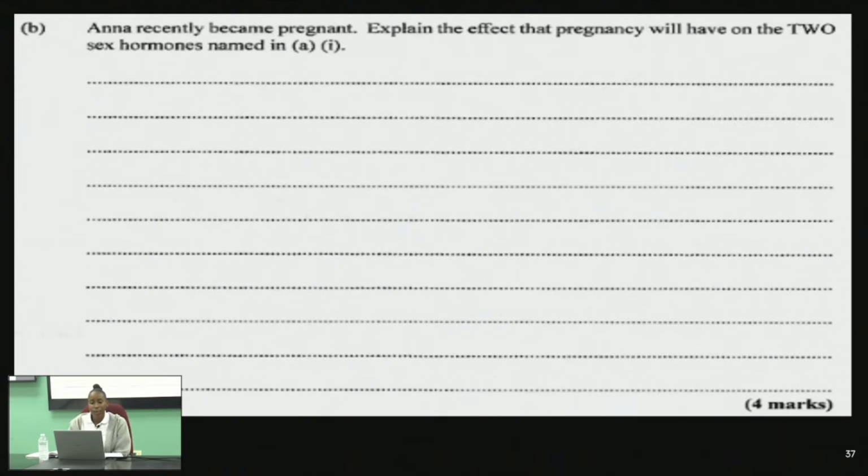All right, so B says, Anna recently became pregnant. Explain the effect that pregnancy will have on the two hormones that we identified, which is estrogen and progesterone. Now, the first thing that you should note is that pregnancy is going to cause estrogen and progesterone to increase in production.